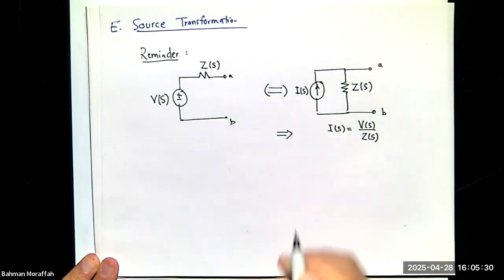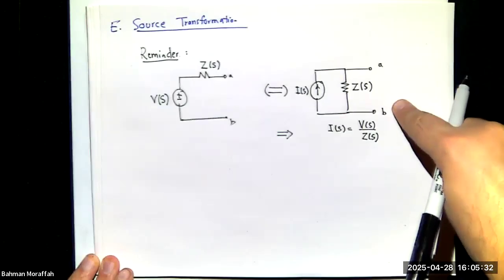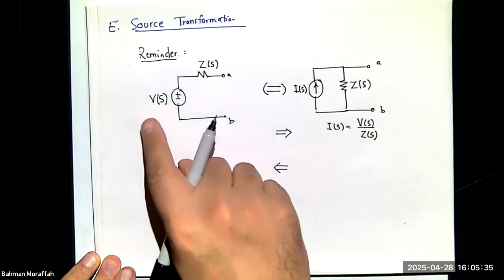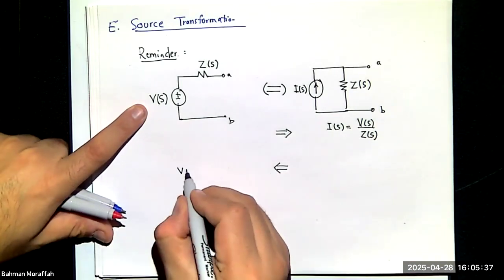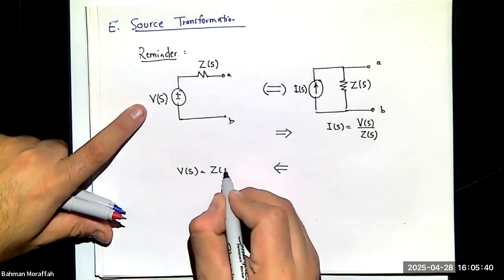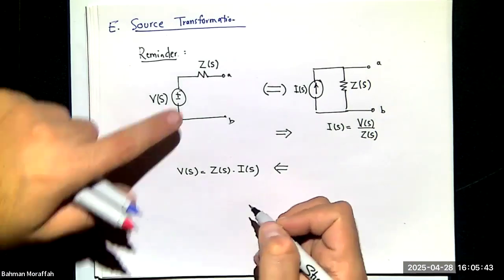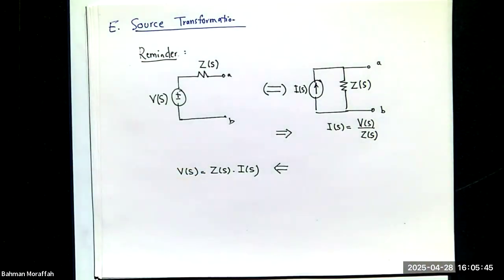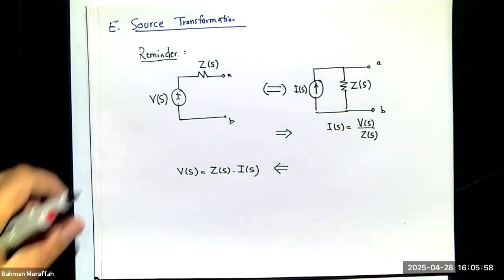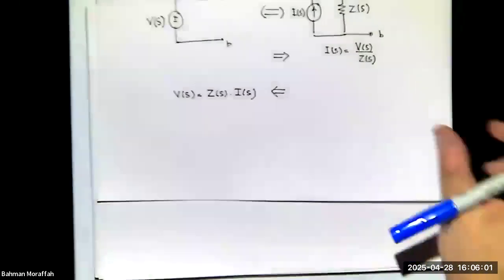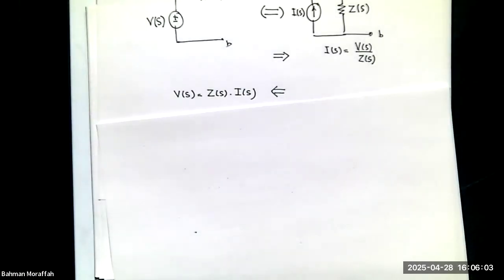So this is this direction. If I'm given the circuit on the right, I can find this V of S to be Z of S times I of S. The value of the impedance does not change. Right? You guys remember that? So how can I use this in this circuit? Remember, my circuit in the S domain is still this circuit.